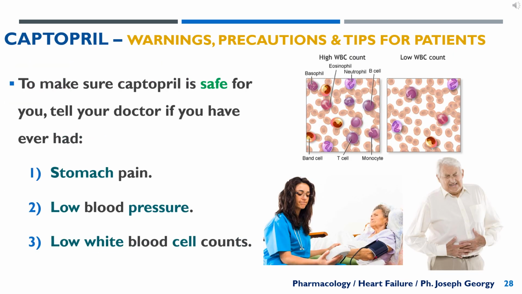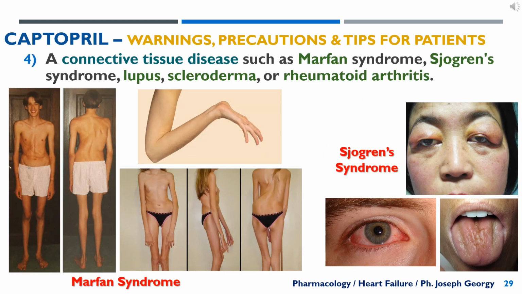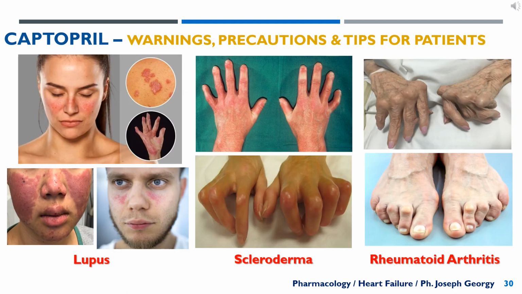To make sure captopril is safe for you, tell your doctor if you have ever had stomach pain, low blood pressure, low white blood cell counts, or connective tissue disease such as Marfan syndrome, Sjogren's syndrome, lupus, scleroderma, or rheumatoid arthritis. And here we have some images that represent the morphological symptoms of lupus, scleroderma, and rheumatoid arthritis.